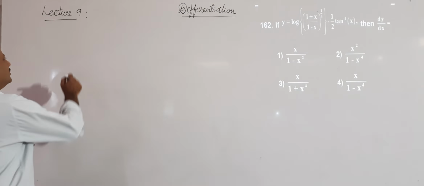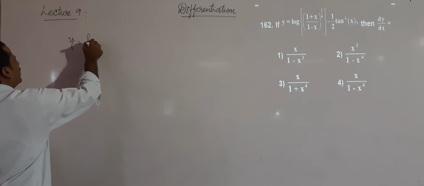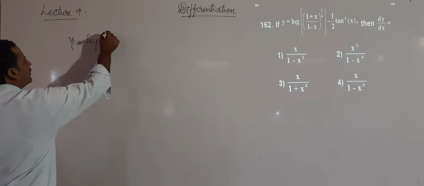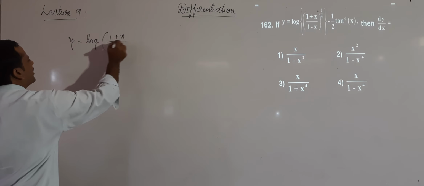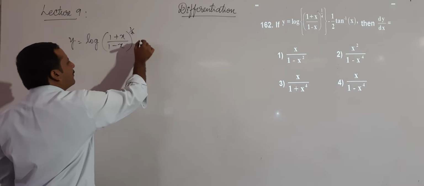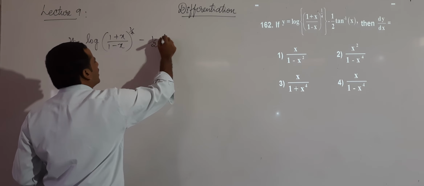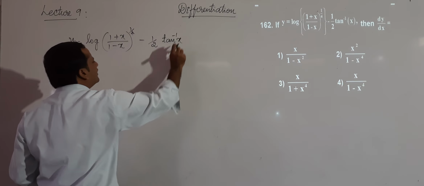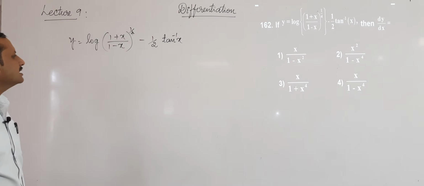y equal to log of (1 plus x by 1 minus x) whole power 1 by 4, minus 1 by 2 tan inverse x. Then what is dy by dx?